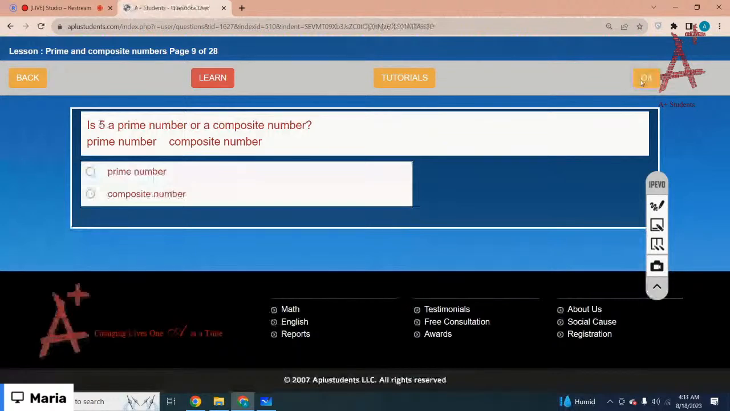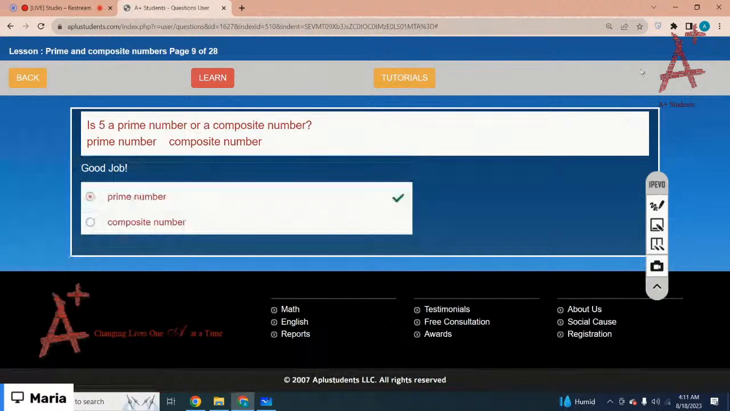Is 5 a prime number or a composite number? 5 times 1 is 5. 5 has only two factors, right? So 5 is a, yes, that would be a prime number. Very good.